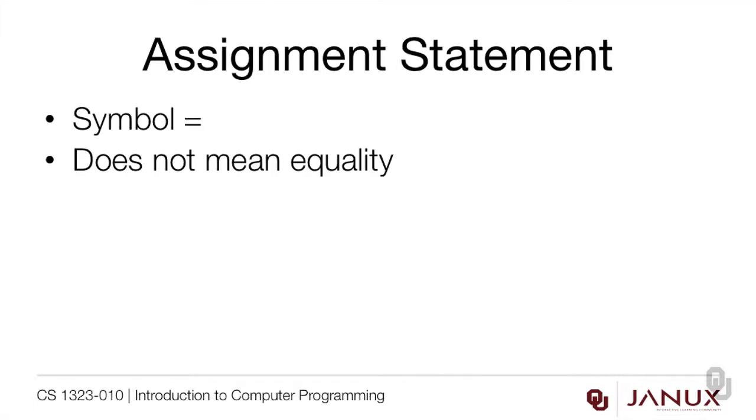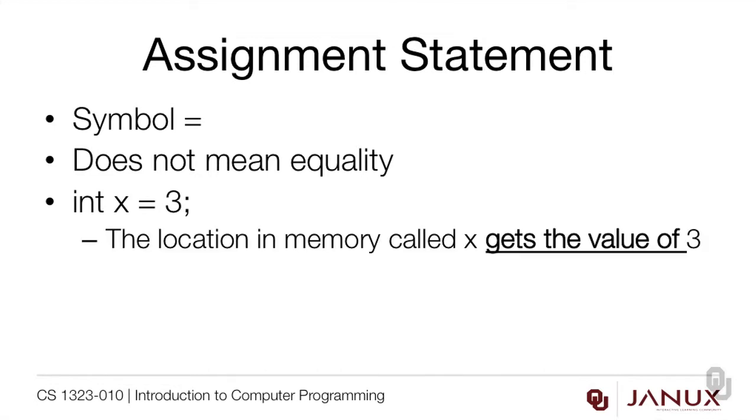Now let's talk about the assignment statement in programming. The symbol is an equal sign, which is the same symbol that we use for equality in mathematics. The problem is that the assignment statement doesn't mean equality. When we say int x equals 3, we mean the location in memory that we've called x gets the value of 3. That is, that 3 is moved into that memory location. Right now. Not before, not after.